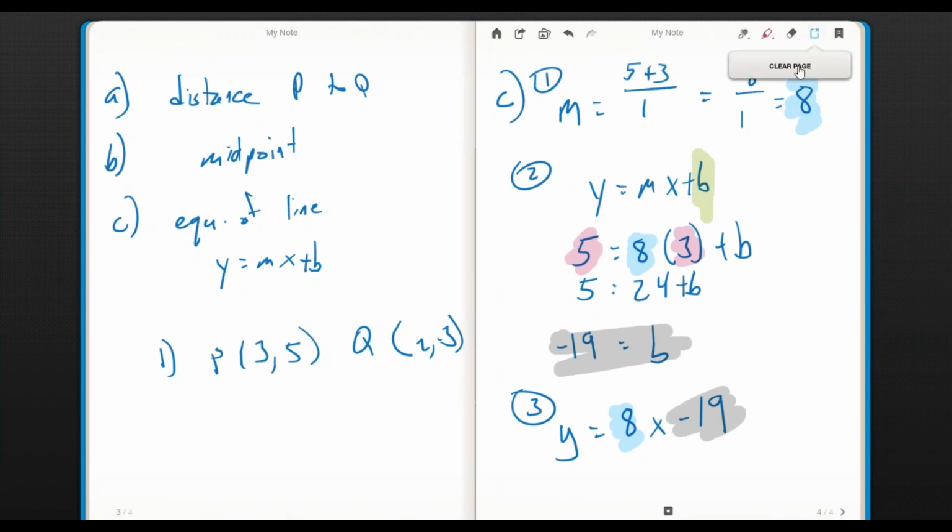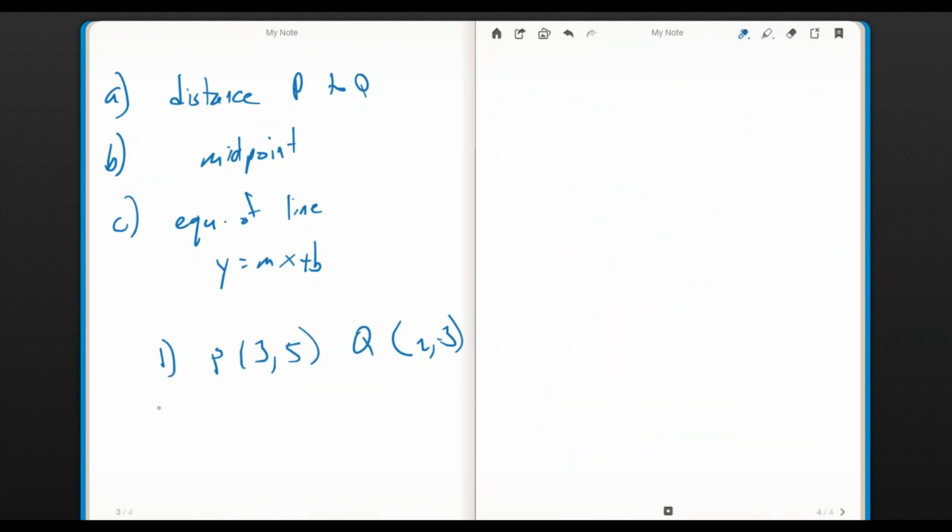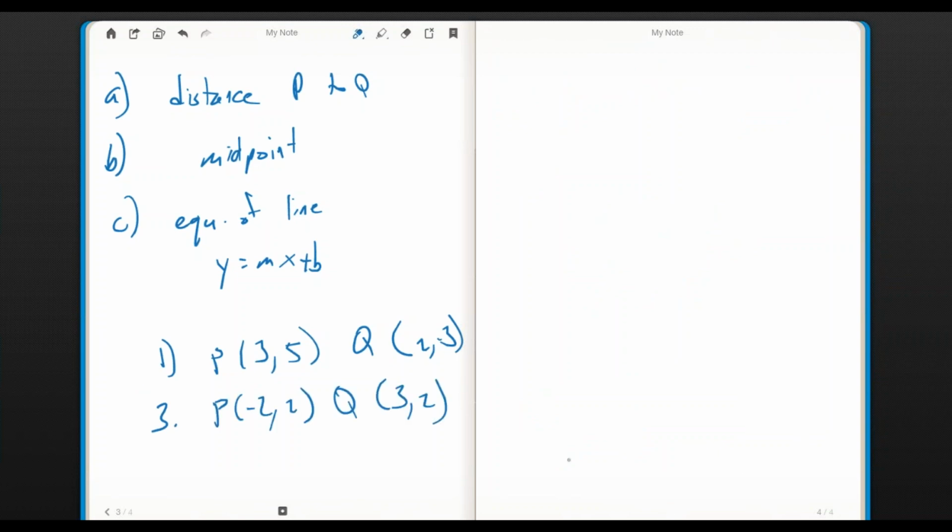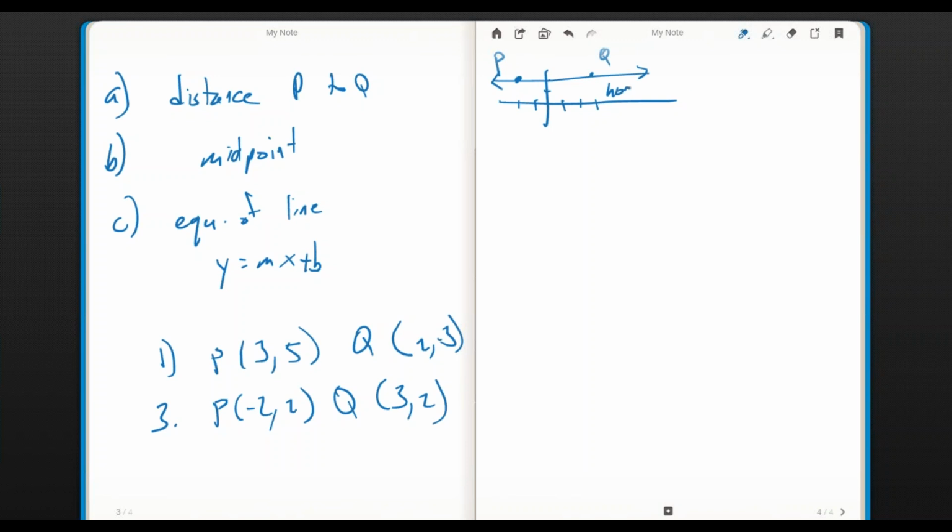All right, so now we're going to do the exact same process with number 3. It never hurts to get an idea of what the line looks like as you start. So (-2, 2) is the point P. (3, 2) is the point Q. When I draw the line, it occurs to me that this is a horizontal line, and I know it's horizontal because my y values are the same. It's a flat line. So it makes everything easy, right?